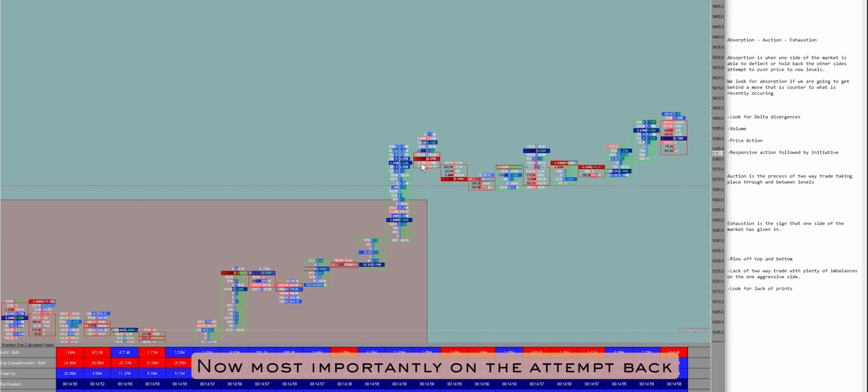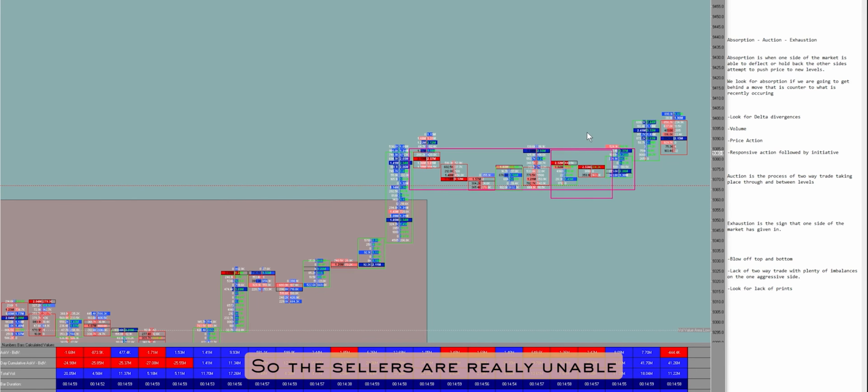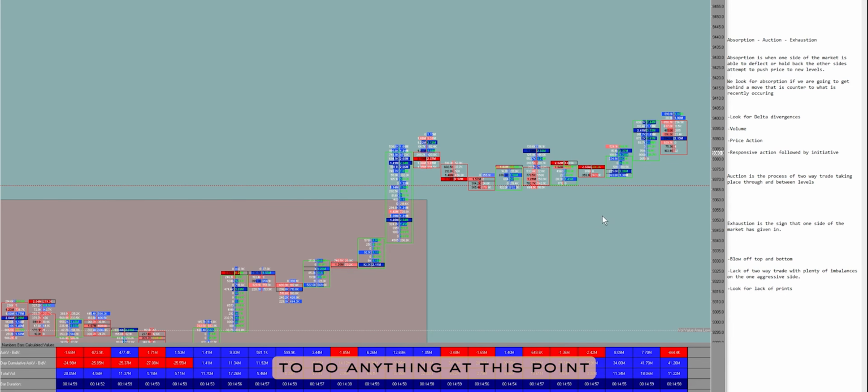Now, most importantly, on the attempt back, in any kind of move back, in this case we get 3 million contracts sold, but price is unable to break lower at any point. Right here we're looking at the sign of a delta divergence within the 15-minute chart. You can see these two back-to-back structures, we have 1.36 million contracts and then 2.4 million contracts, and we have no move downward. Price is just continuously moving sideways within this range. So the sellers are really unable to do anything at this point.